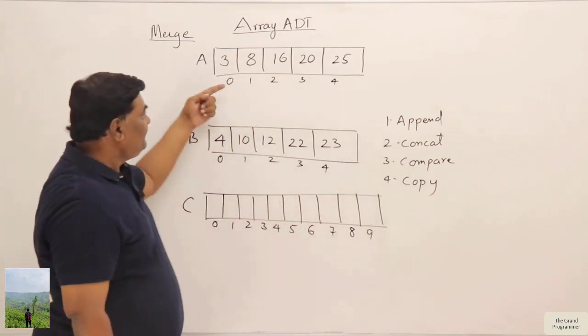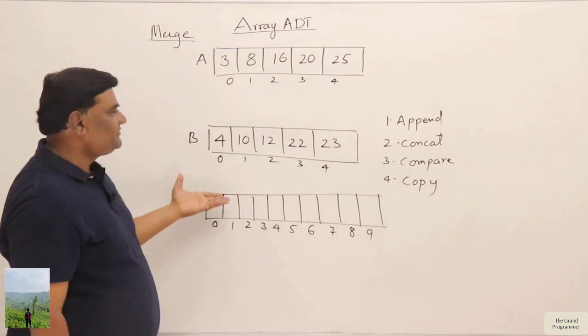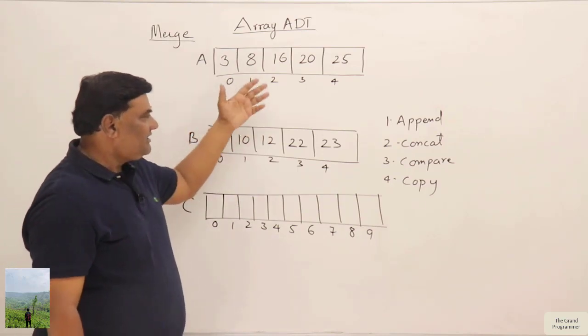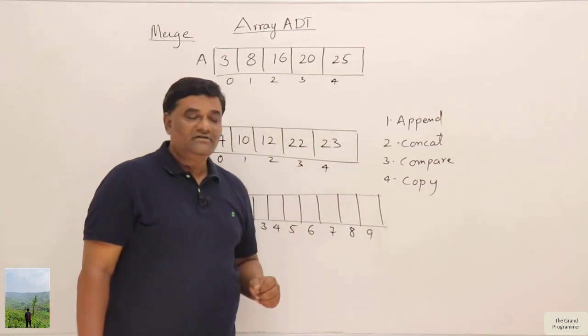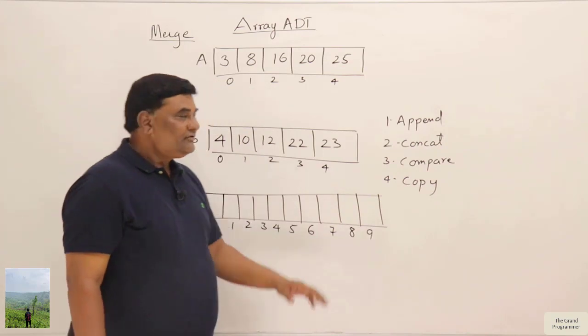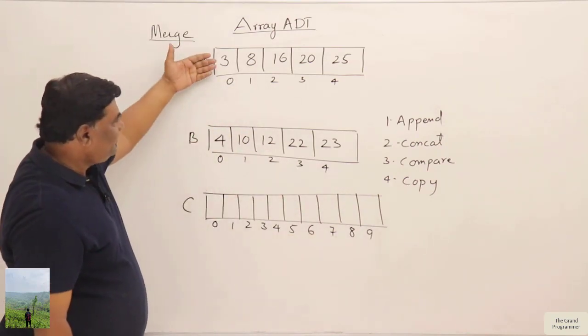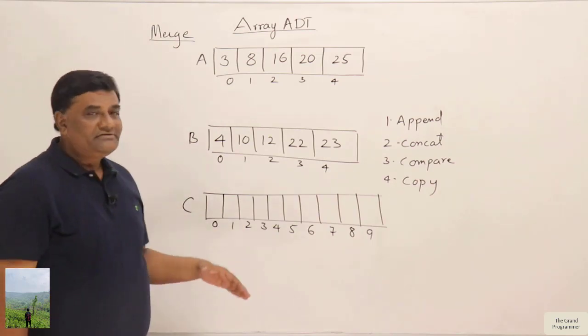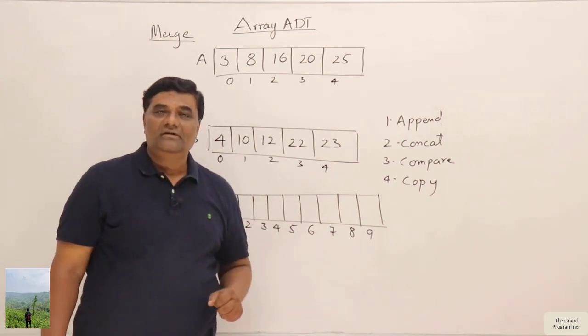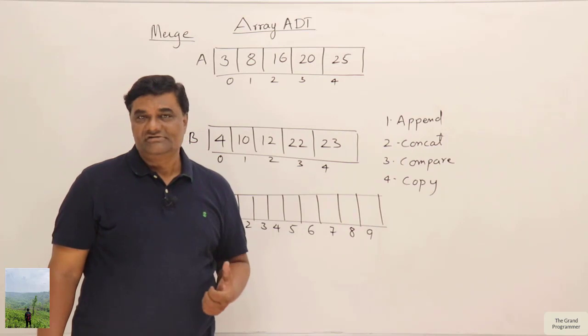Comparing two arrays, comparing whether they have the same set of elements or not. So one by one we have to compare the elements from the two arrays. Then copying. If you have an array of elements and there is a free, empty array, we want to copy all these elements into this one. So this is copying.